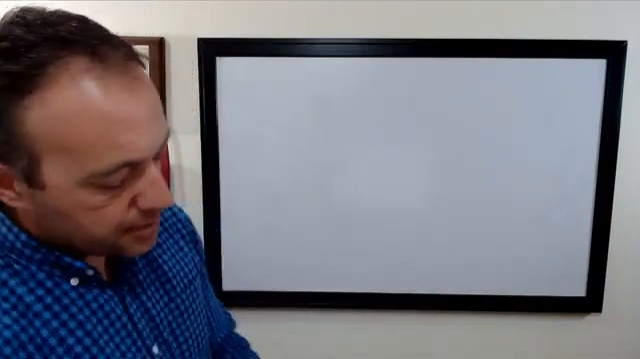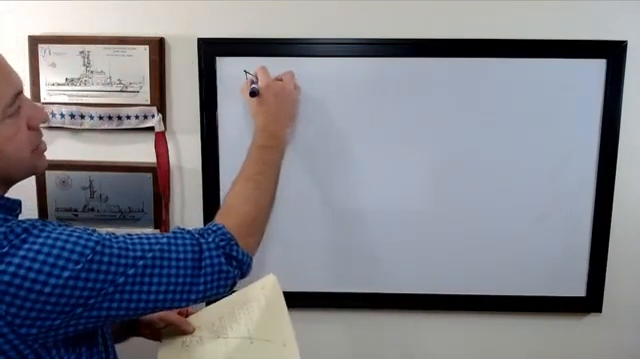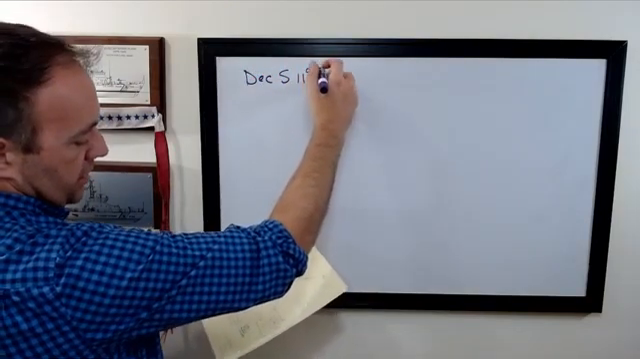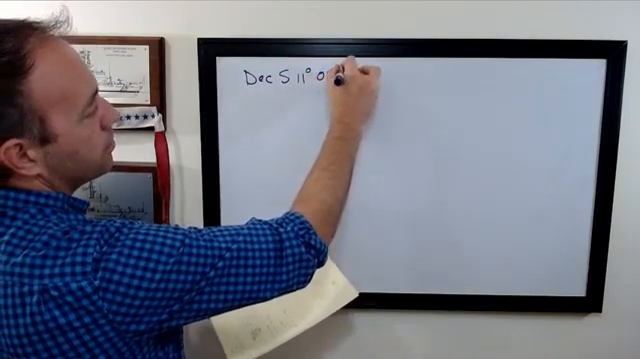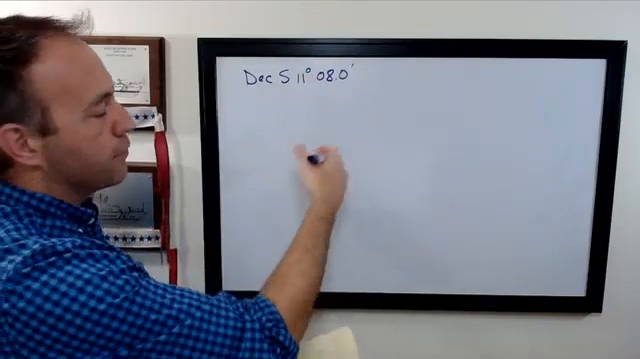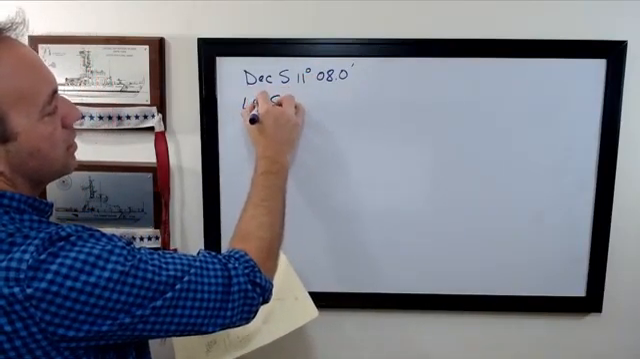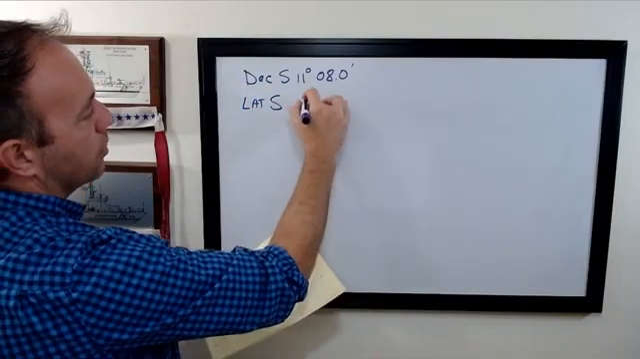As an example, let's say we came up with a declination of south 11 degrees 08.0. We looked in the Nautical Almanac. I've shown you that before, so we don't have to spend time on it. And we had a latitude of south 11.1 degrees.